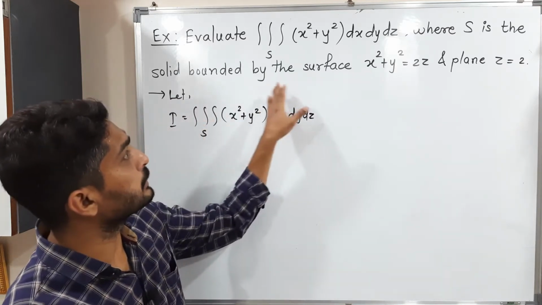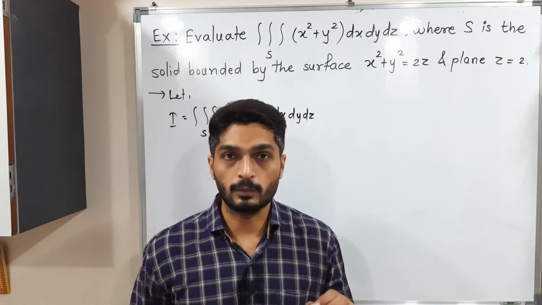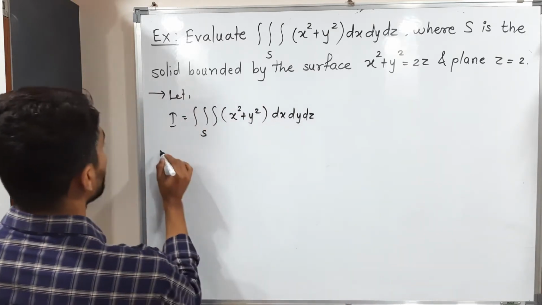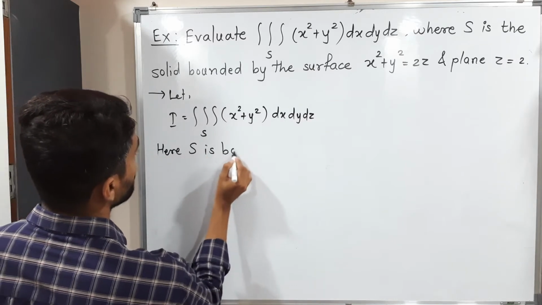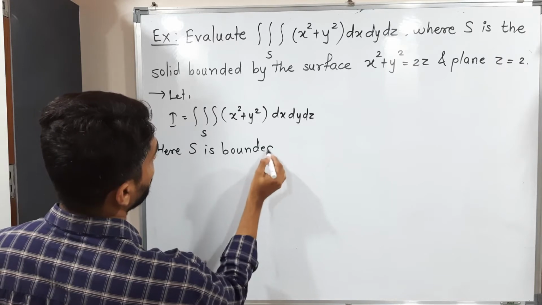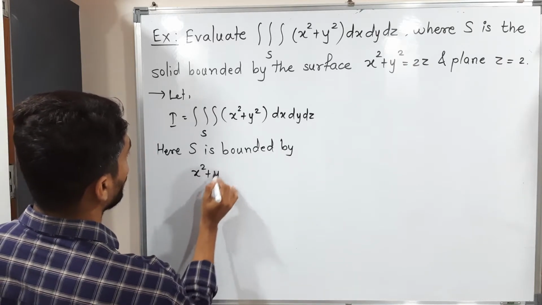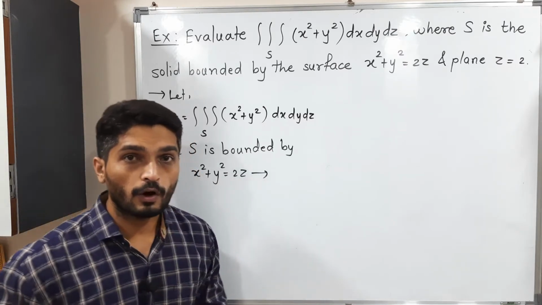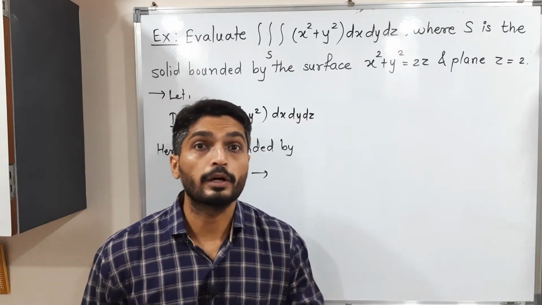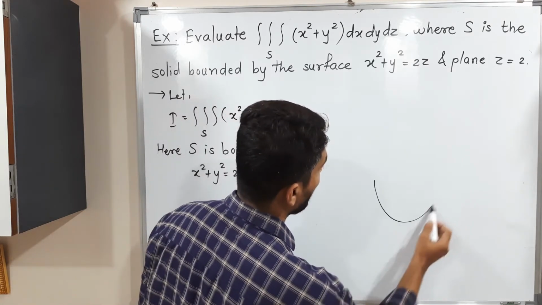They have clearly mentioned the region is bounded by the surface x square plus y square is equal to 2z. So here I will mention S is bounded by x square plus y square is equal to 2z. This is the equation of a paraboloid. You are familiar with a parabola, okay?